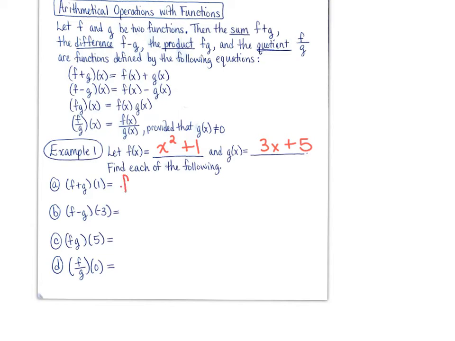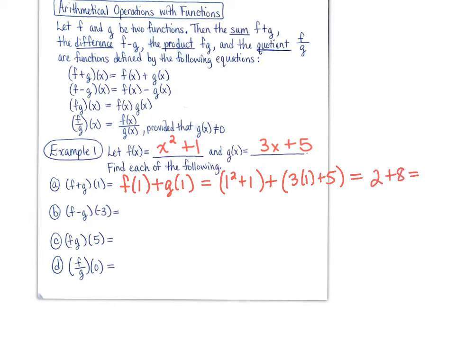So that's equal to f of 1 plus g of 1, using our sum rule. But what's f of 1? F of x is x squared plus 1. What's f of 1? 1 squared plus 1. Good. Plus g of 1. What's g of 1? 8. Good. So you'll have 2 plus 8, which is what? 10. Good.